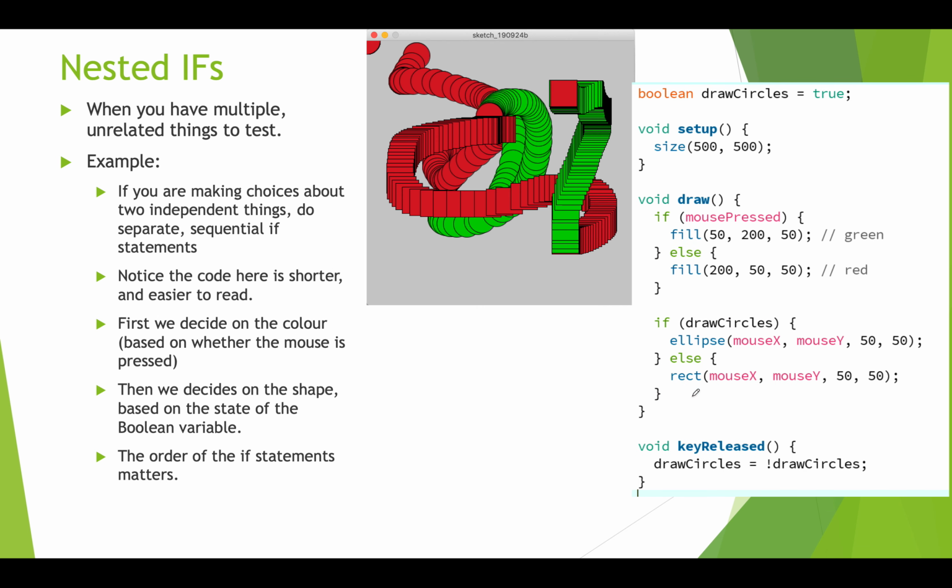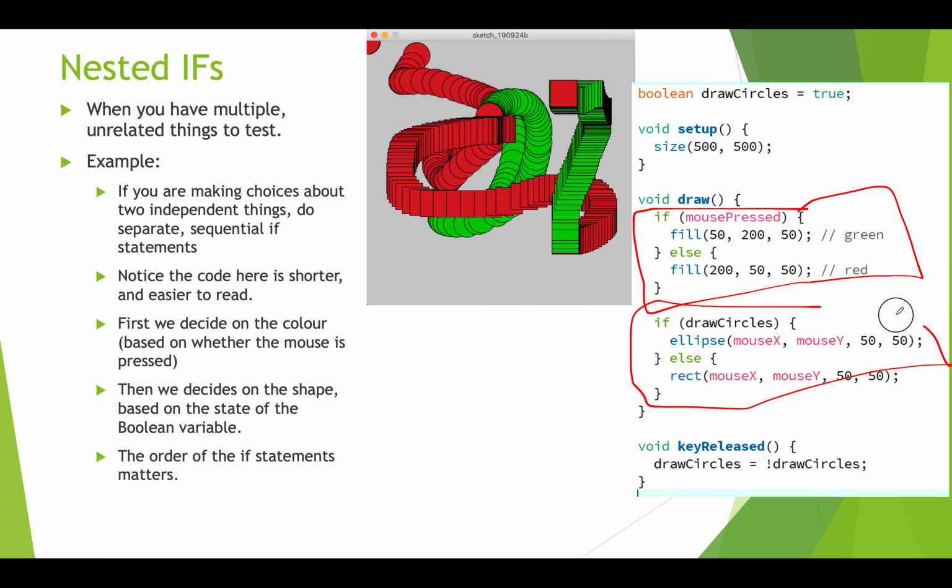So the correct way to do this is this way. We have one if statement where we're figuring out the color, and then we have another if statement where we're figuring out what we're drawing and doing the actual drawing. And this is much easier to look at and read because it's sequential, and the code is shorter too because we're not repeating this block of code.